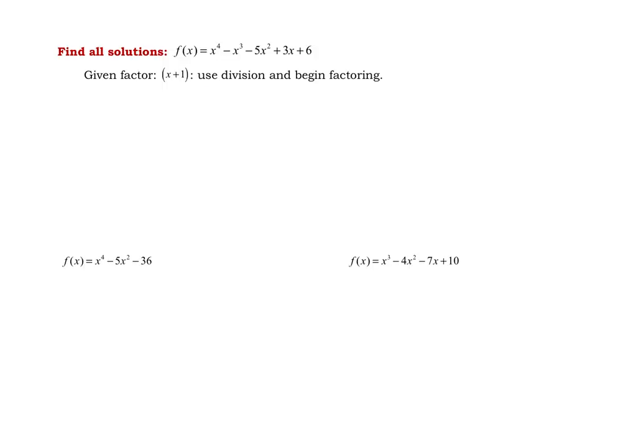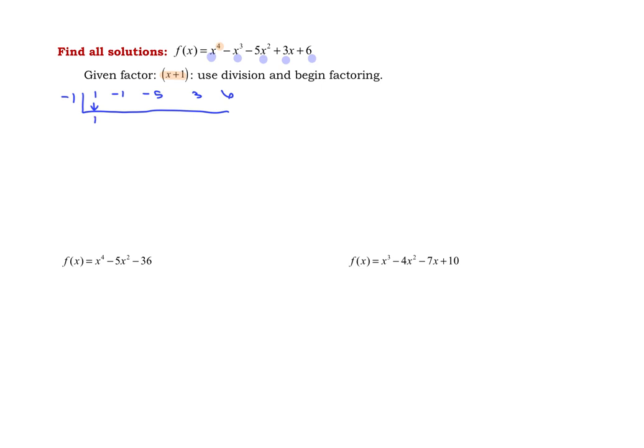Okay, so this one is a degree of 4, so I know at the end I'm looking for 4 solutions. I'm given a factor to start with, so that means that's what I'm going to start dividing by. I look at my polynomial, degree of 4, 3, 2, 1, 0. Nothing is missing, so that means I can divide. I do that negative 1. I've got a 1, a negative 1, a negative 5, a 3, and a 6. Remember, I have to get a remainder of 0, and if they give me a factor, I should.